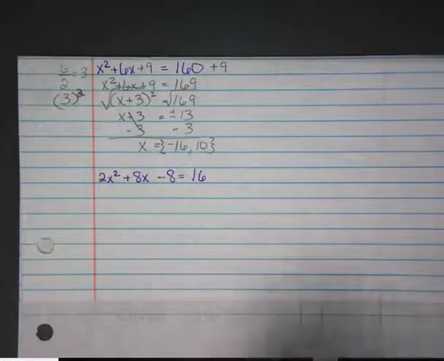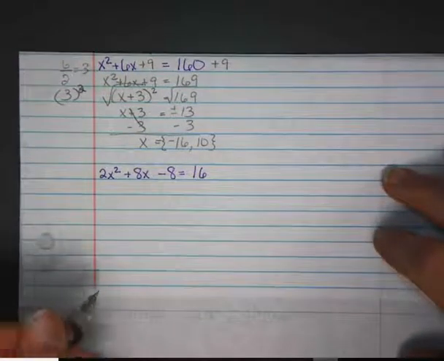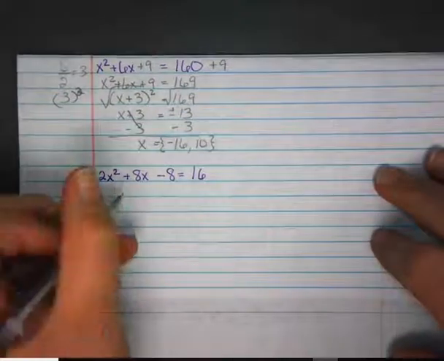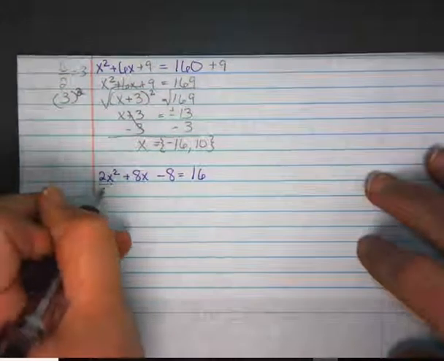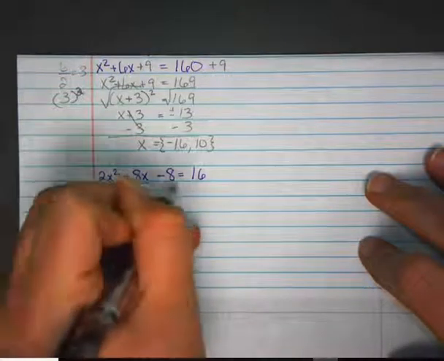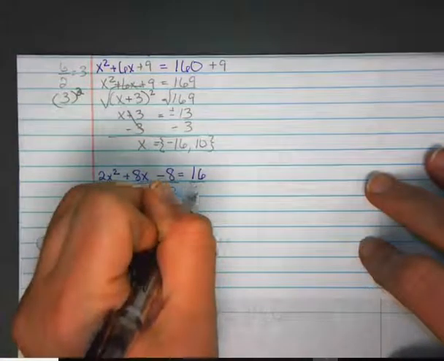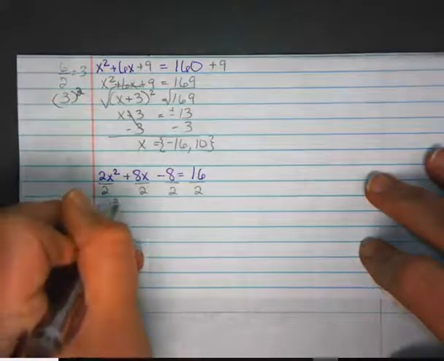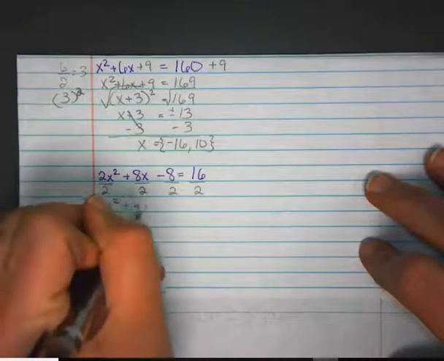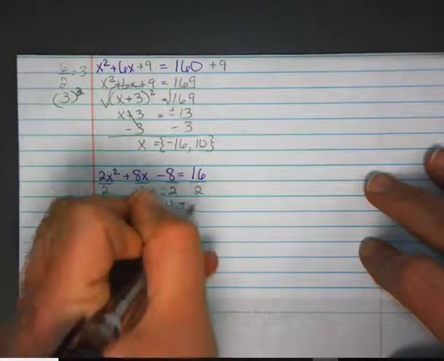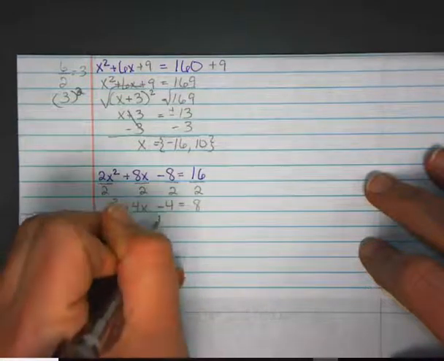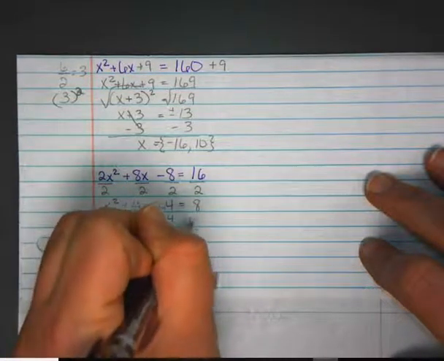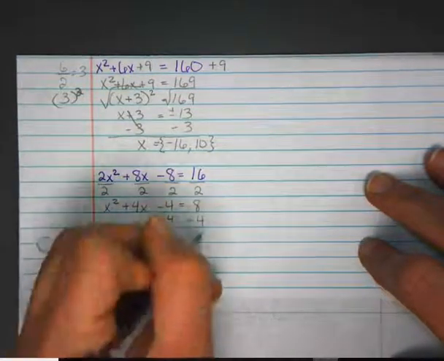All right, our final example for this video is 2x squared plus 8x minus 8 is equal to 16. So again, first step is to divide everything by a, which in this case again is 2. So that leaves me with x squared plus 4x minus 4 equals 8. I'm going to add 4 to both sides because I need to get that 4 over to the other side.